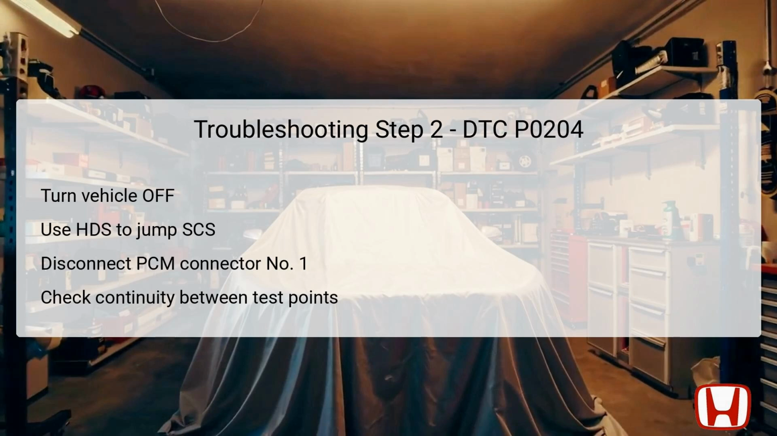Then, disconnect the PCM connector number 1, which contains wiring that connects the PCM to various components, including the fuel injectors. After disconnection, check for continuity between test points defined in the diagnostic protocol. Ensure the vehicle is off to maintain accurate readings. If continuity exists between the designated test points, it confirms that the INJ H4 and L4 wires are intact, directing you to proceed with further troubleshooting.